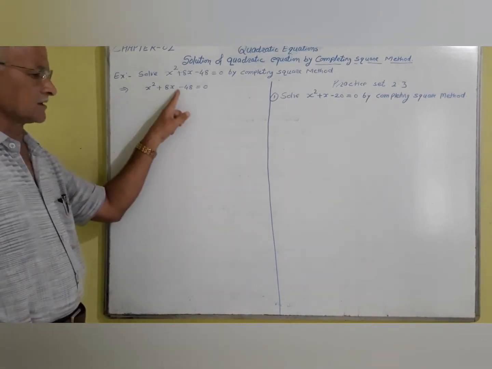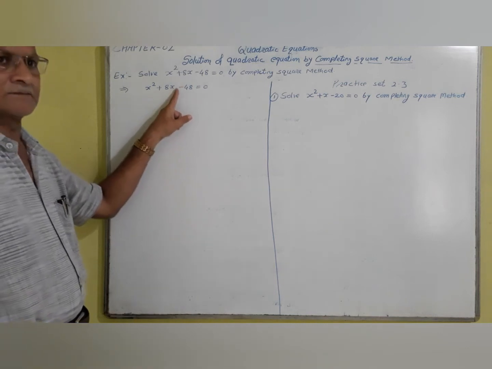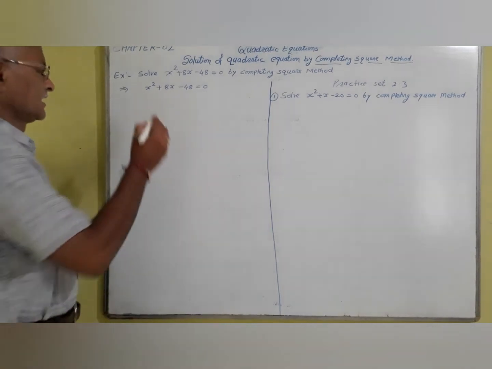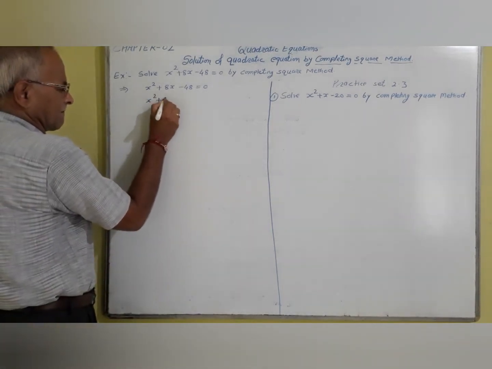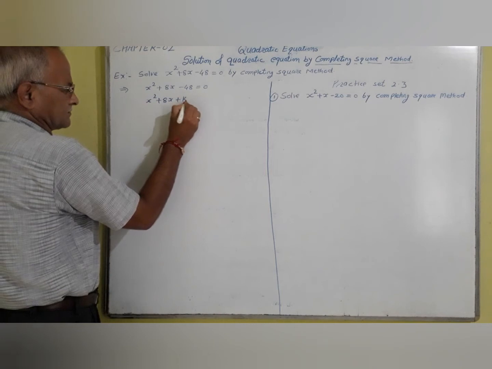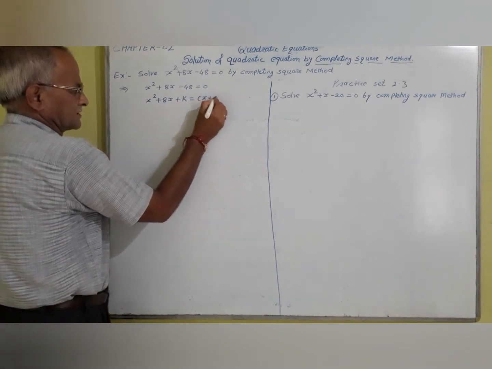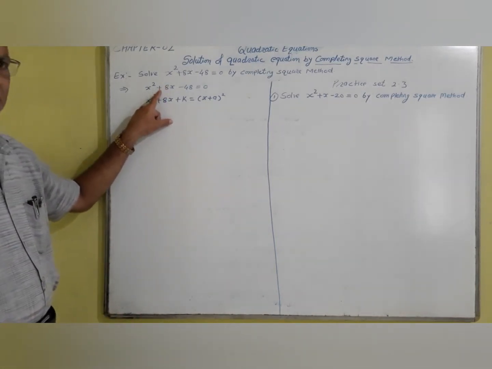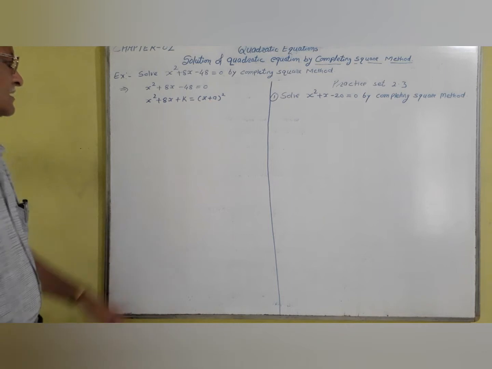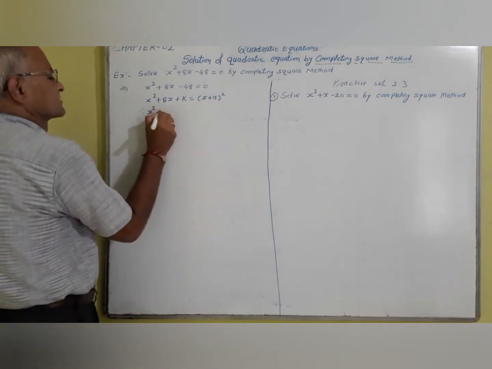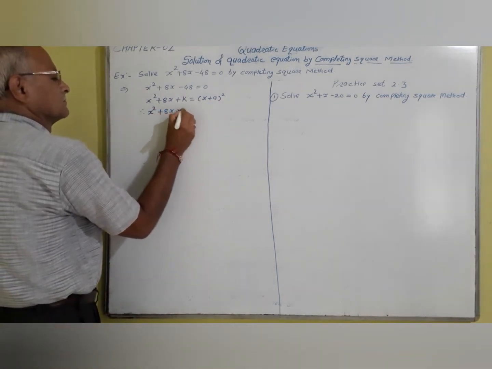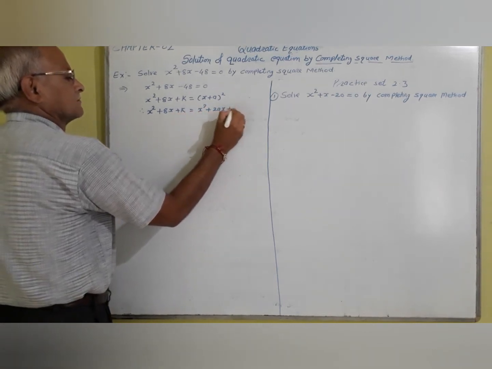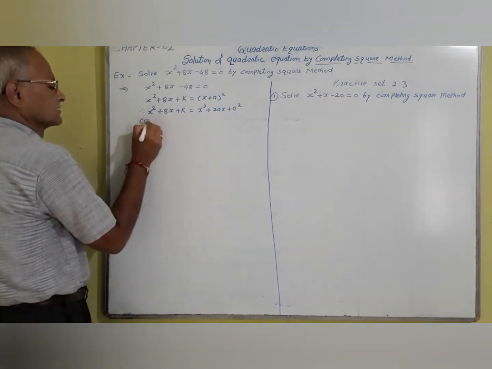Then you have to add the third term. You have to add the third term such that these first three terms become the perfect square. And for that, we make x square plus 8x plus k is equal to (x + a) whole square. Middle term 8x is positive, therefore we take here a positive. Now we simplify it. x square plus 8x plus k is equal to x square plus 2ax plus a square. Compare the terms.